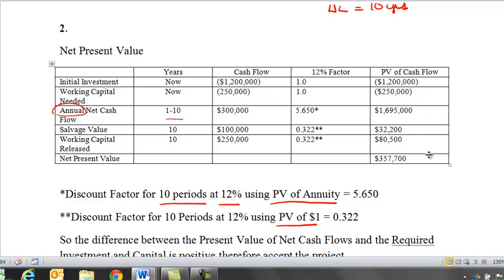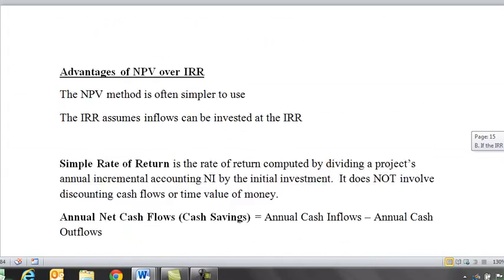Add all the present values, and we get a net present value. This is the key. It's a net present value of 357,700. Now I want to go back to the definition of the net present value method.